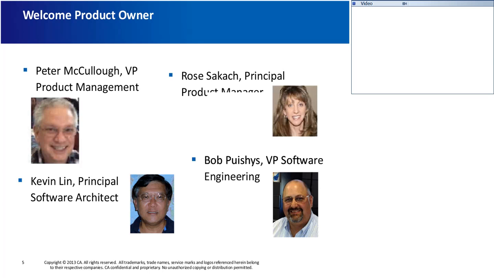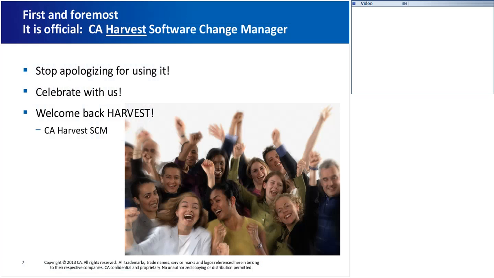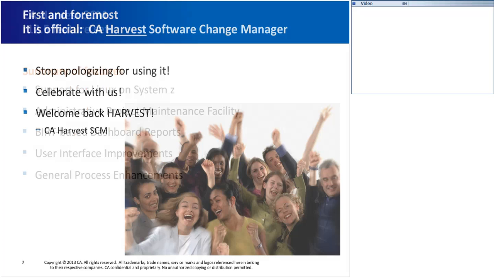And of course, you all know me. I'm the product manager for Harvest. Okay. Release 12.5. First and foremost, I think many of you are already aware of this, but it is official. You will see the name change effective in the Release 12.5 documentation. We are officially CA Harvest Software Change Manager, or CA Harvest SCM for short.